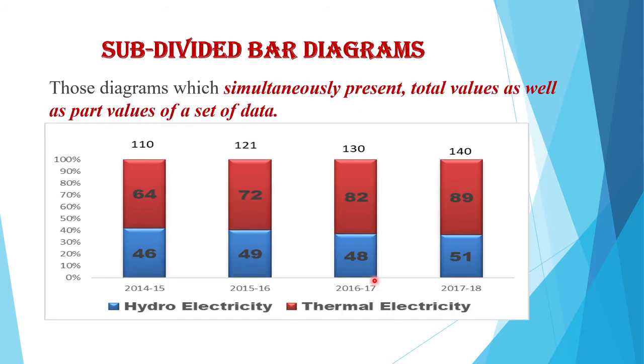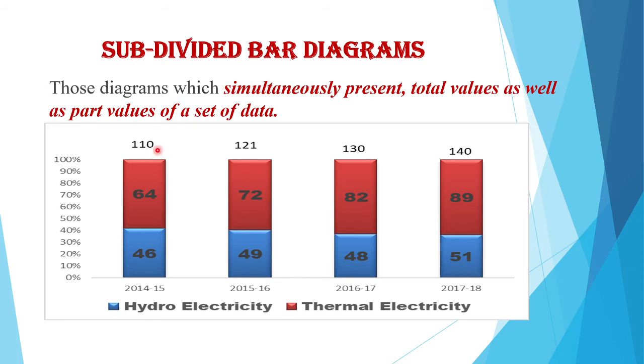Next is the subdivided bar diagram. Those diagrams which simultaneously present total values as well as part values. Here you can see the production of some company. So here I am representing the hydroelectricity used by the company and thermal electricity and then their total. The hydroelectricity used by the company during 2014-15 is 46 units and 64 units of thermal electricity, and the total of this is 110.